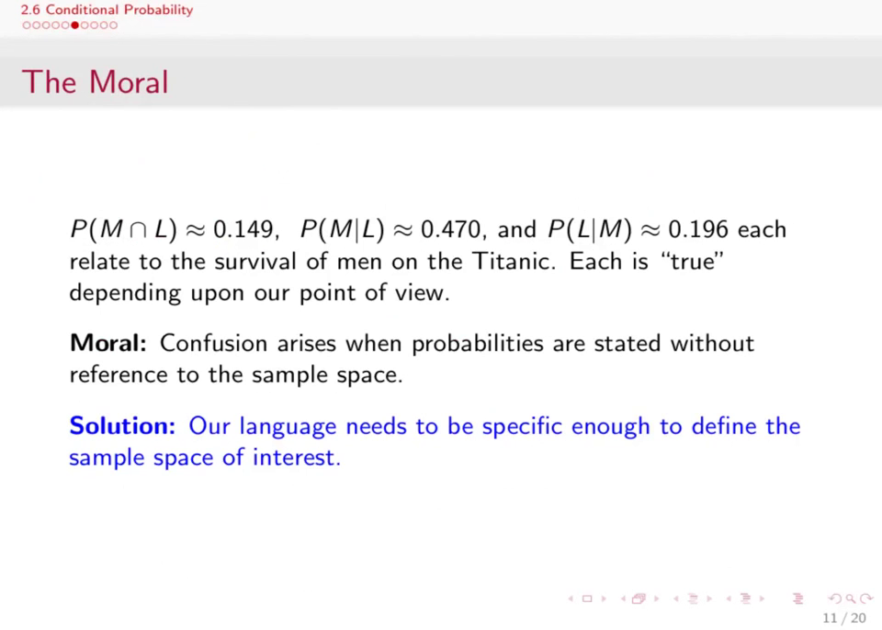What does this mean for us? Well, we have 3 different probabilities here, one approximately 15%, one approximately 47%, and the other approximately 20%, and each of them relate on some level to the survival of men on the Titanic, and each is true depending upon our point of view. So the moral here is that confusion can arise when probabilities are stated without reference to the sample space. So what we need to do is make sure our language is specific enough to define the sample space of interest, because depending upon the kind of question we ask, we could get any one of those 3 answers above when discussing survival rates of men on the Titanic.